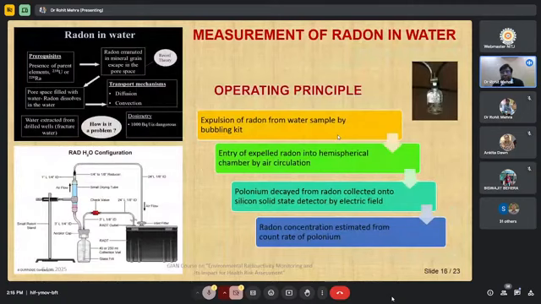Now, similarly, with the help of a detector which is very important, that is RAD7, you could measure the radon concentration in water. And its operating principle is very simple. You just bubble out the radon gas present in the water with the help of the bubbling pump, and then from the bubbles, once the gas comes out, we go for the measurement. And this is a simple diagram. Of course, we will discuss those things in detail once we will be discussing the detailed parameters.